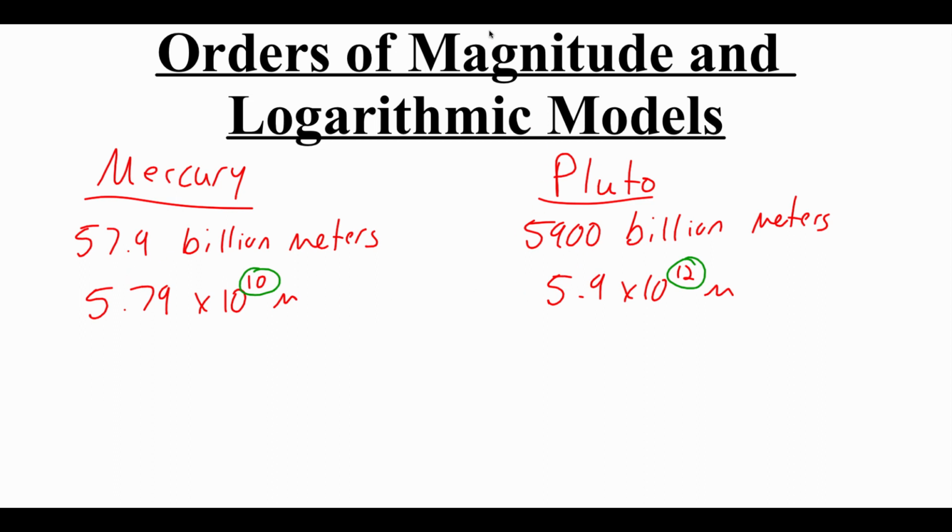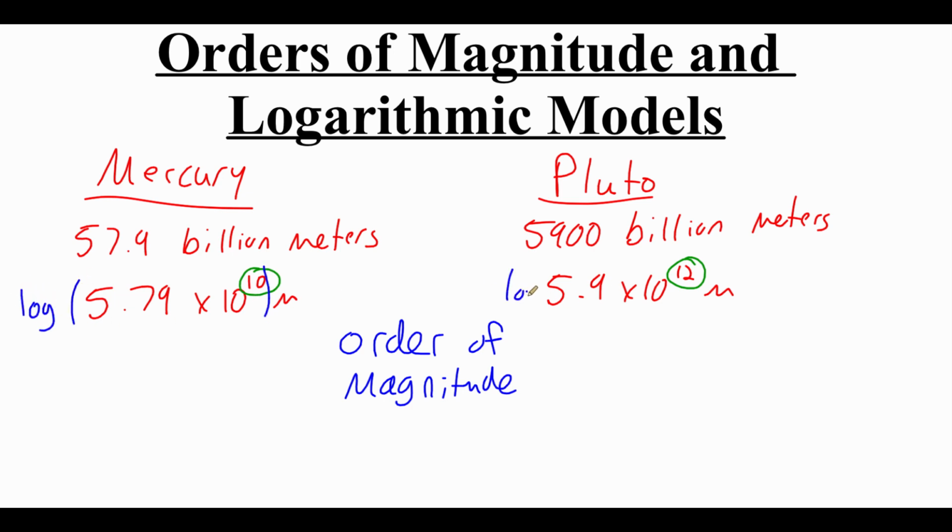Now we can also compare these distances by finding their order of magnitude. In order to find the order of magnitude, we're going to use a common logarithm, or a base 10 logarithm. So what I'm going to do is take the log of each one of these scientific notation numbers. If I do the log of 5.79 times 10 to the 10th power, I'm going to get about 10.76 as my answer. And if I do the log of 5.9 times 10 to the 12th power, I'm going to get about 12.77 as my answer.